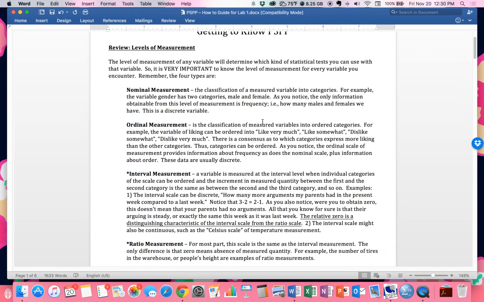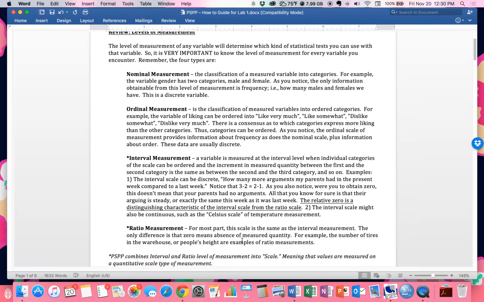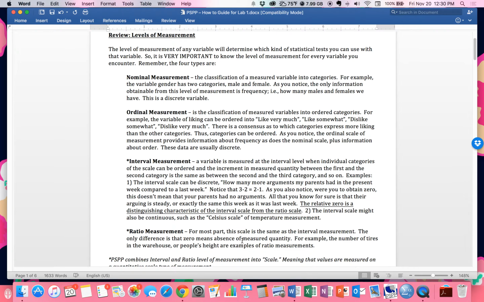So here's our reminder about level of measurement. We want to be reminded of what nominal, ordinal, interval, and ratio level of measurement is, because we're going to need to be able to identify the appropriate level of measurement in PSPP in order to know which analyses and which graphs are appropriate for our data.